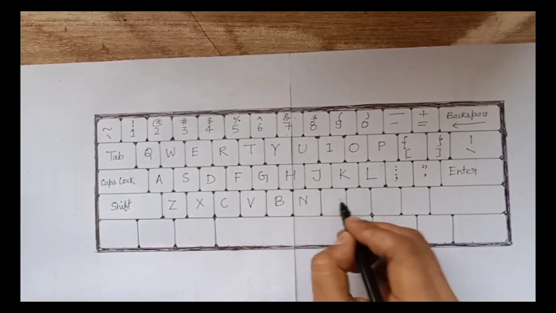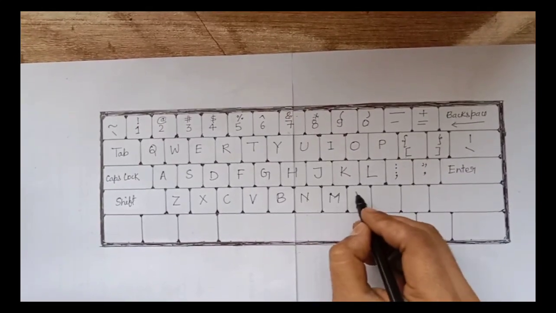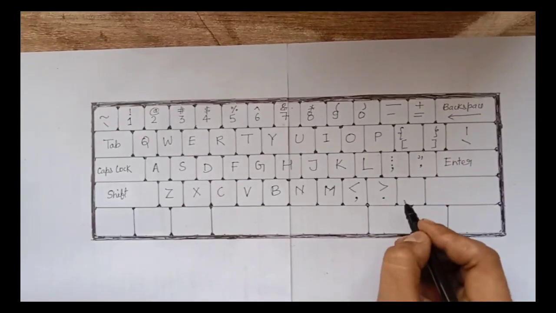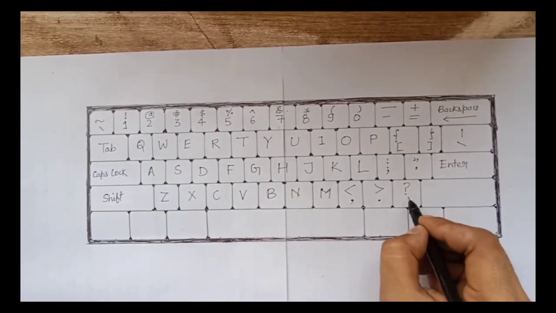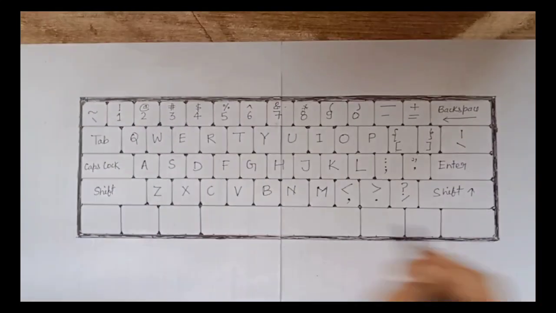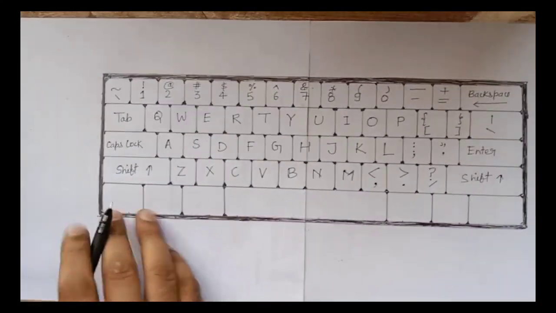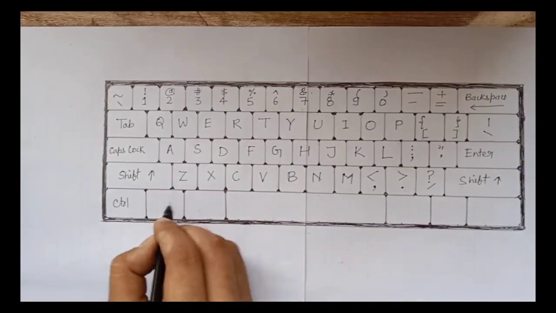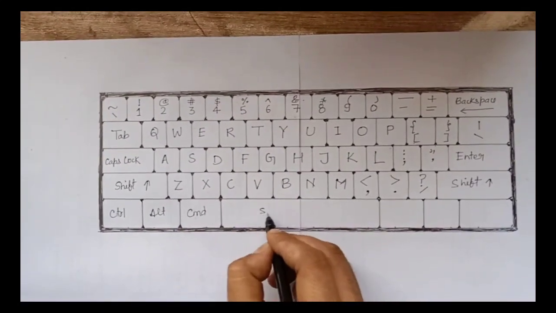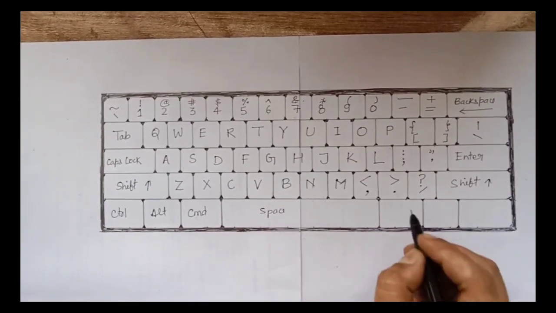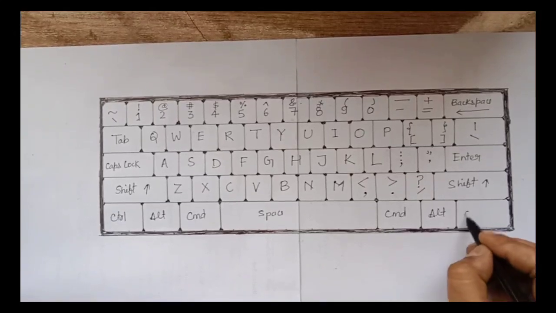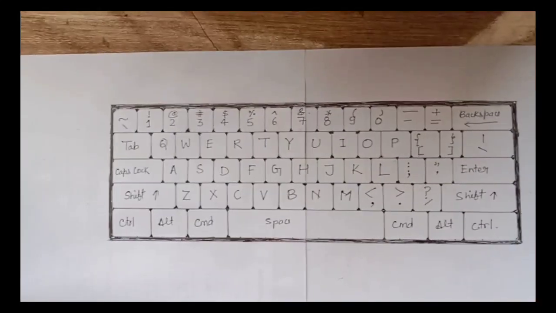B N M, less than, greater than operators, comma, full stop, question mark and slash, then at last shift key. And in the last row, there will be control key, alt, cmd, the big one is a space bar, then alt, ctrl, control.